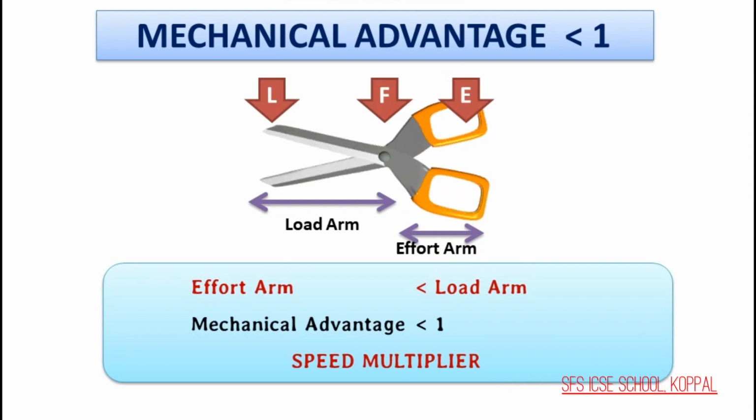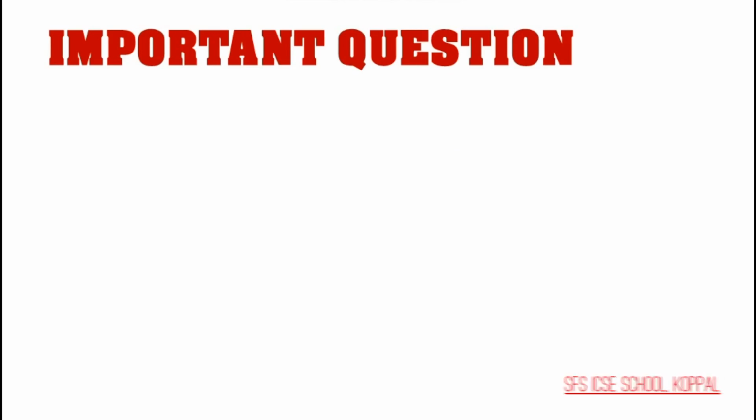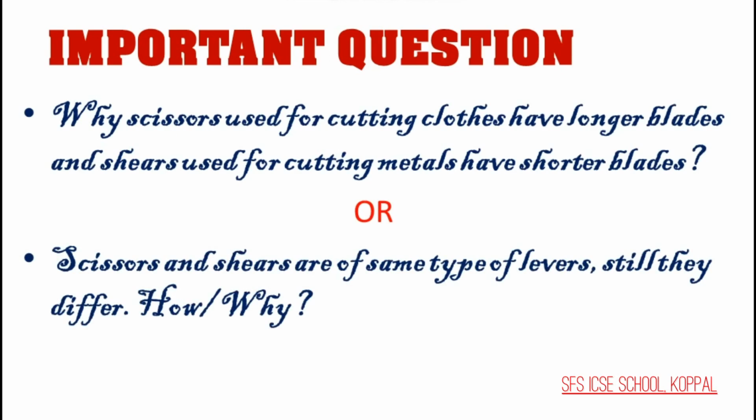Now let us discuss an important question for board examination. The question may be asked in many ways. Either: why do scissors used for cutting cloth have longer blades and shears used for cutting metals have shorter blades? Or: scissors and shears are of the same type of levers, still they differ, how or why?